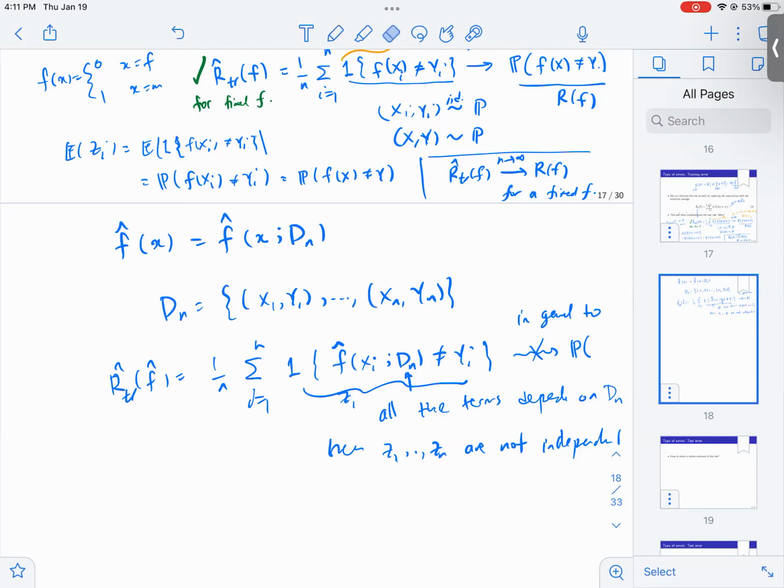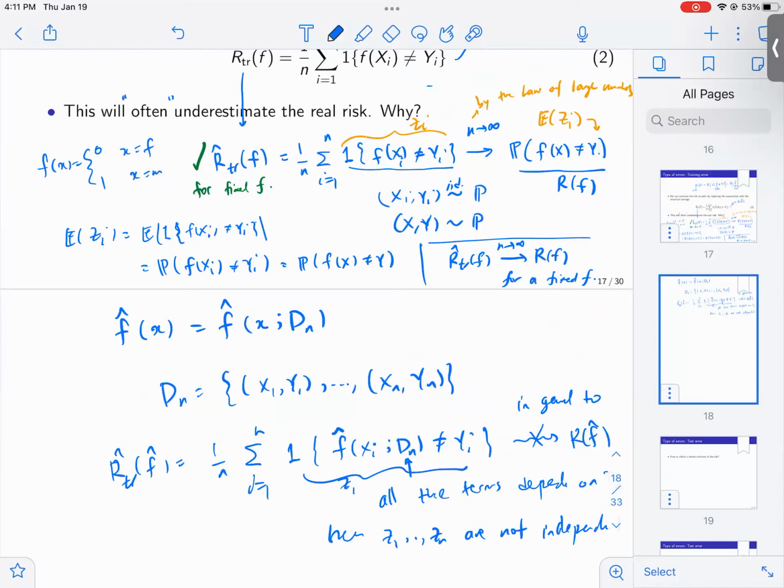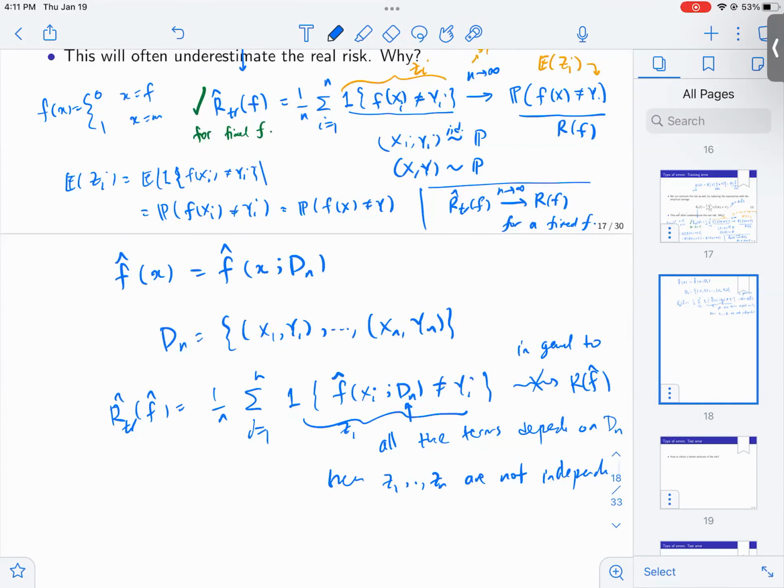I'm not going to write P hat because that's another little story, but this is not going to converge to R of F hat, the population-level thing. It's not going to converge to the expectation of these. So even if you increase your sample size to infinity, it's not necessary that the training error converges to the true thing that you care about. So for that reason, you have to be careful trying to minimize the training error.